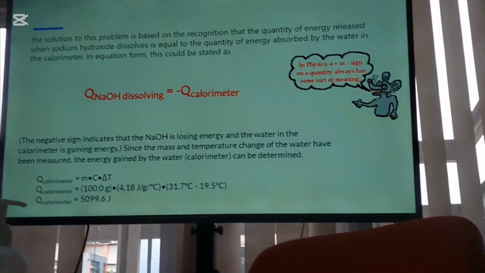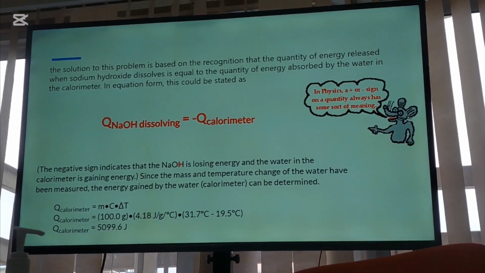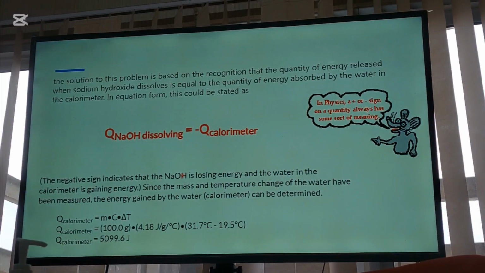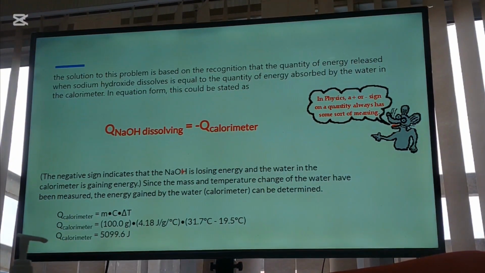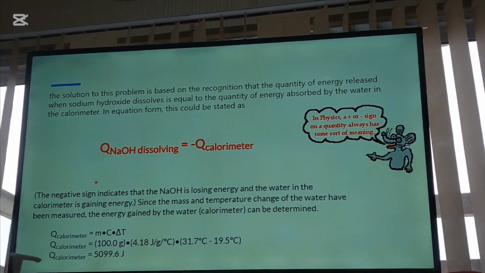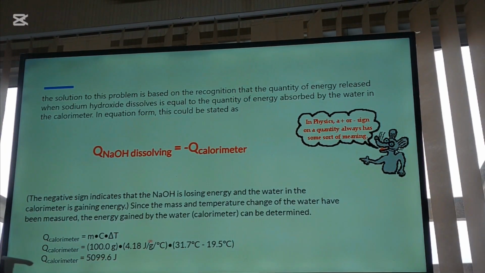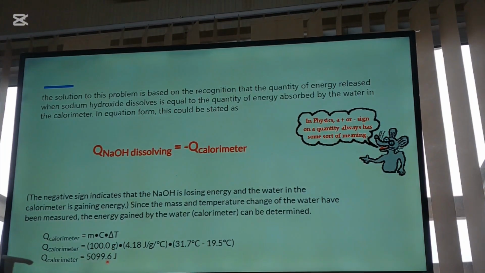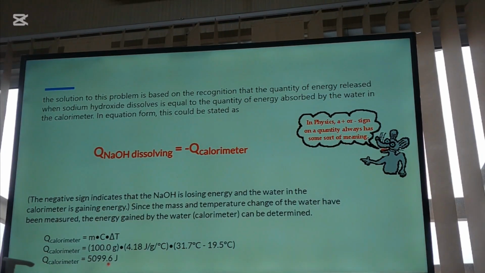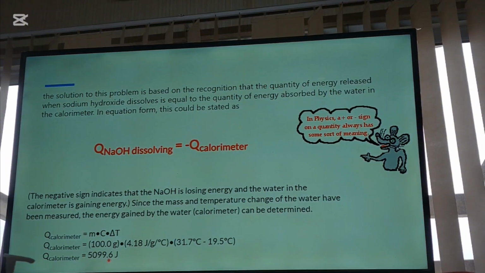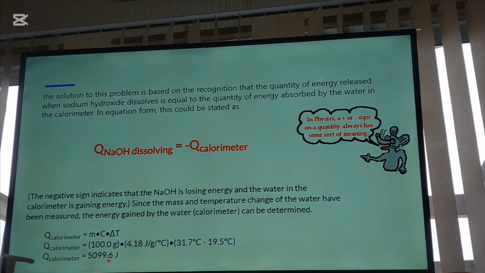The negative sign indicates that the energy is lost from the sodium hydroxide, while the water receives the energy. The water in the cup is gaining energy. This one is hotter than the water, so the result is like this. You get it? The water is cooler than the sodium hydroxide, so the water gains energy from the sodium hydroxide.